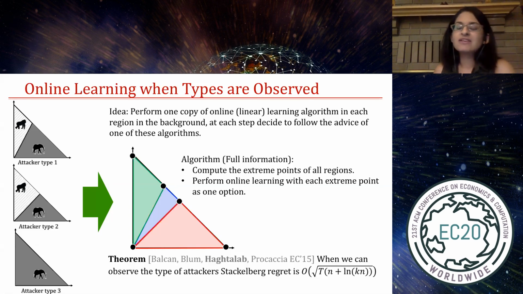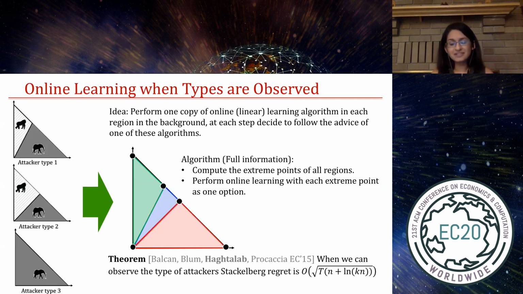If you do that, even though the number of extreme points could be exponential, once you apply the typical online learning bounds, which are logarithmic in the number of options available to you, you still get a Stackelberg regret that is square root of T, linear in the number of targets and logarithmic in the number of types available to you. So this is just plugging in the previous bounds that you have seen and ignoring efficiency.